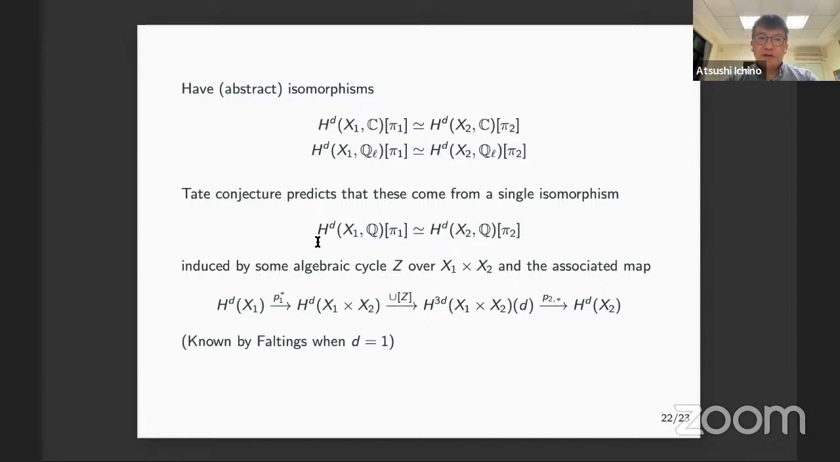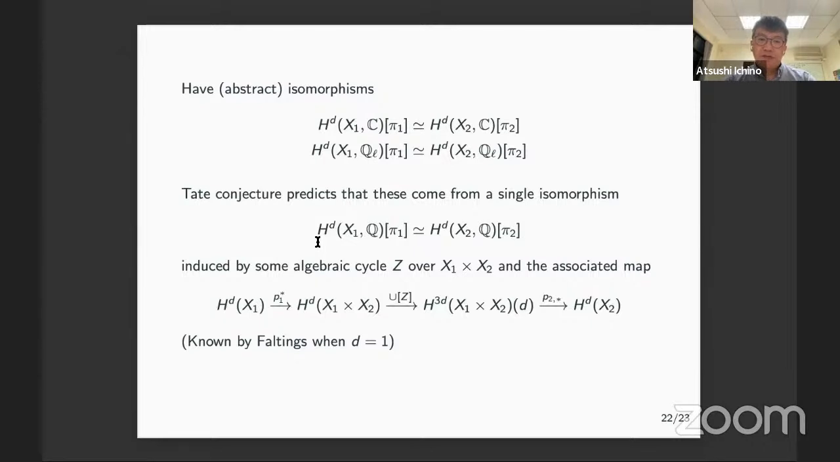But these are just abstract things. The Tate conjecture plus the Hodge conjecture predicts that this isomorphism should come from a single isomorphism of the cohomology with Q coefficients induced by some algebraic cycle Z over X1 cross X2, and the map given by the cup product. So by using the cup product with Z, we get a map from H^d of X1 to H^d of X2 and then take the pi_i component.